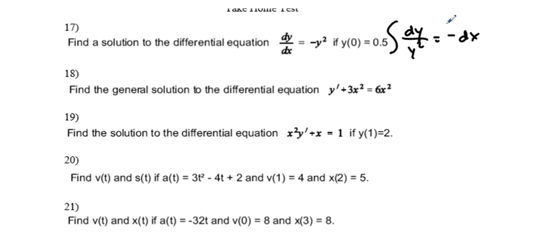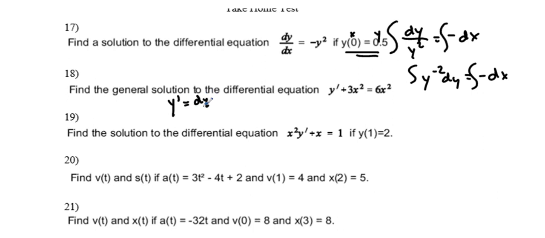We're going to integrate both sides. Put this up on top: y to the negative second dy, and that equals negative dx. And you integrate that. You have your c, you plug in your initial condition. Here's your x, this is your y value, to find your c value, and we go from there. Remember, y prime equals dy dx, so we have that right there.